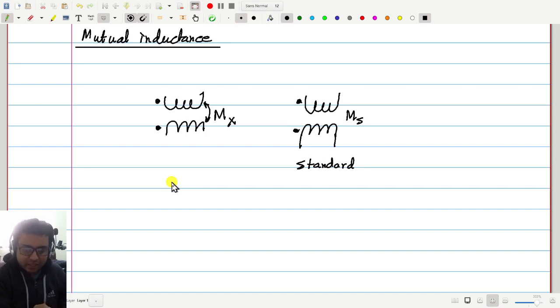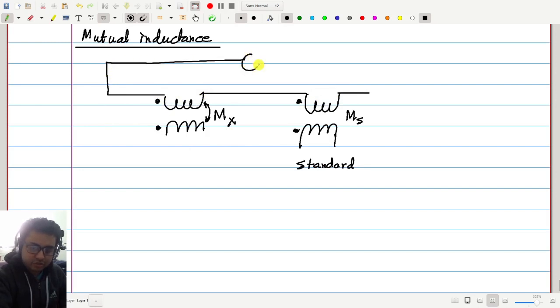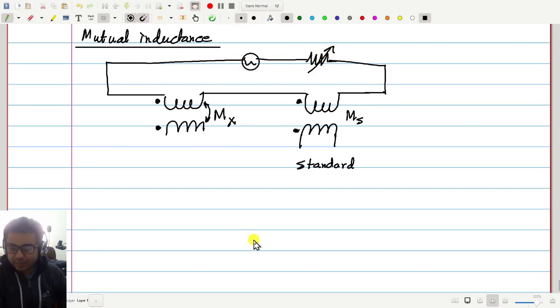Okay, now how can we calibrate? The simplest thing we can do is this: just connect this to a source. You may also like to put resistances to control current, etc. And here what we will do, we will use basically a null method, null deflection method. So can you guess what I am going to do?